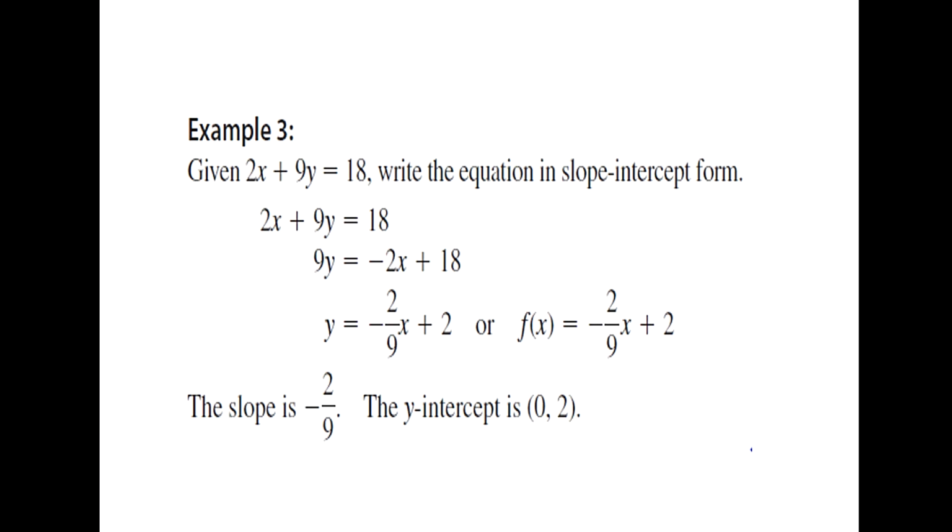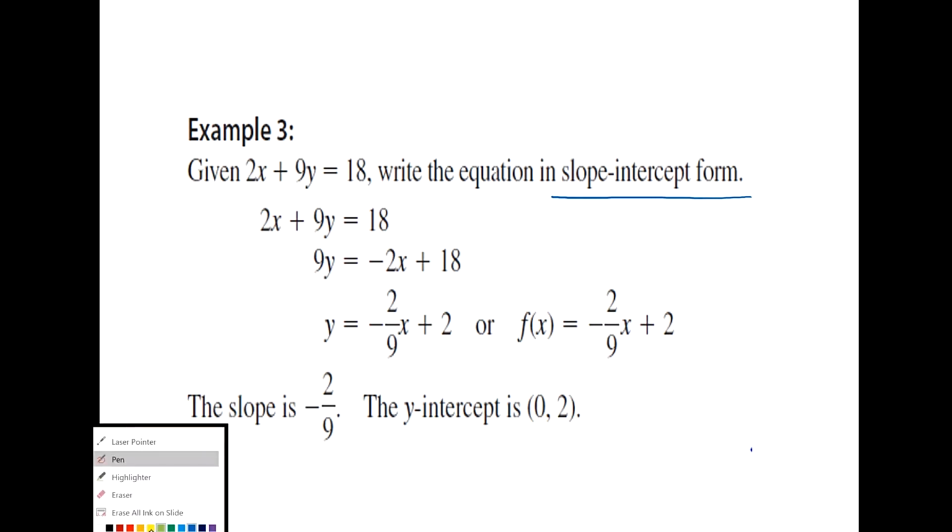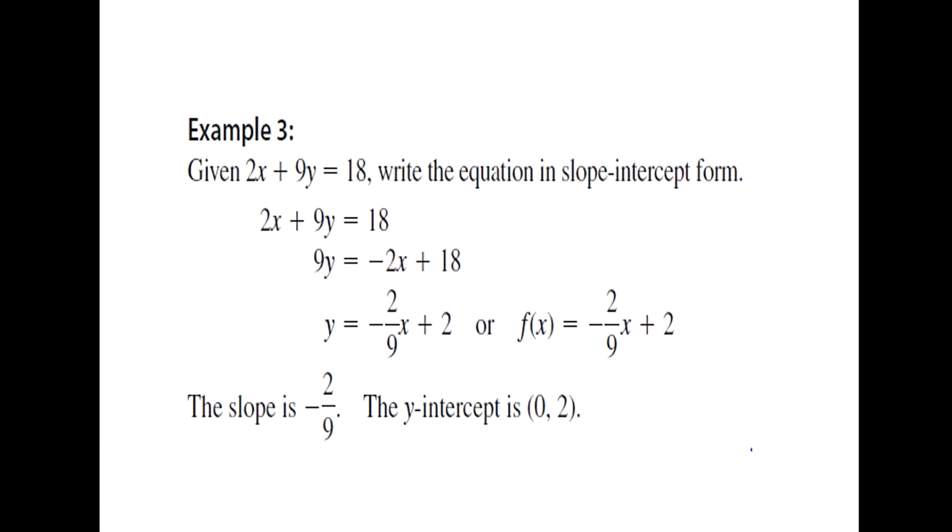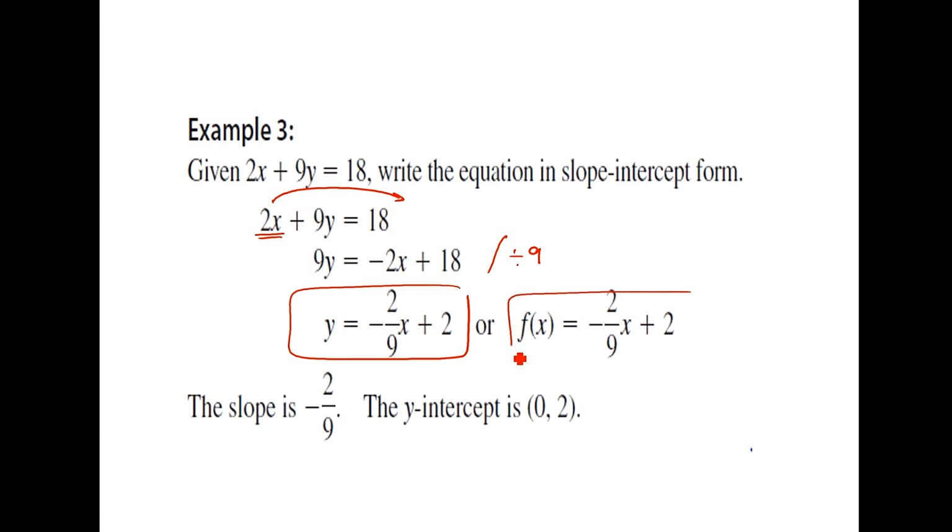Look at this, write the equation in slope-intercept form. If we need to find the slope-intercept form, just move the 2x to the other side, so we have minus 2, and divide by 9. The function equal f of x is just the relation between linear and y equal f of x. Now the slope equals the coefficient of x, minus 2 over 9, and the y-intercept equal (0, 2).